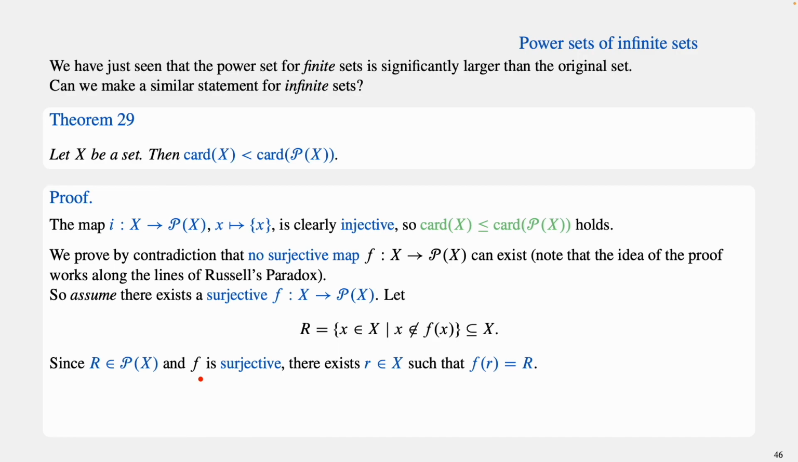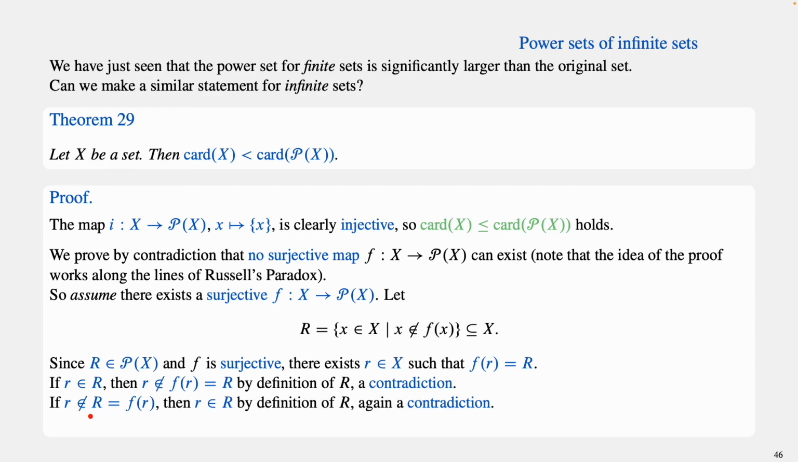And we assumed that F is surjective, so there must be some element, little r, in the set X that is mapped to our set big R. So F of little r equals big R. Yeah, but now we're in this situation that is familiar from Russell's paradox. We use the definition of R against itself, if you like. If little r is contained in R, then by definition of R, that would mean that little r is not contained in F of little r, but F of little r is R. So if it's in R, then it must be not in R, a contradiction.